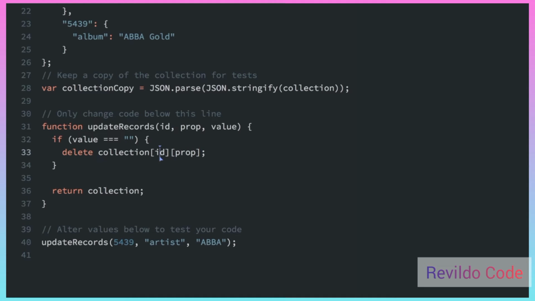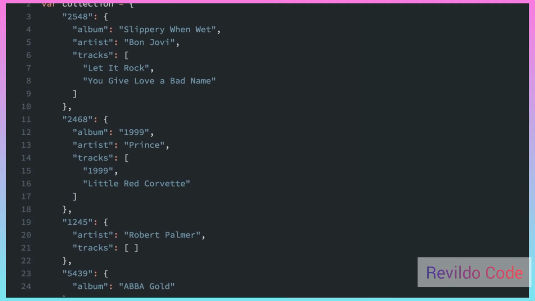The collection ID prop, that's the collection here. If we pass in the ID 1248, it would go to there. The property, if we pass in album for the property, it would go to here, and then it would just delete that whole thing if our value is an empty string.